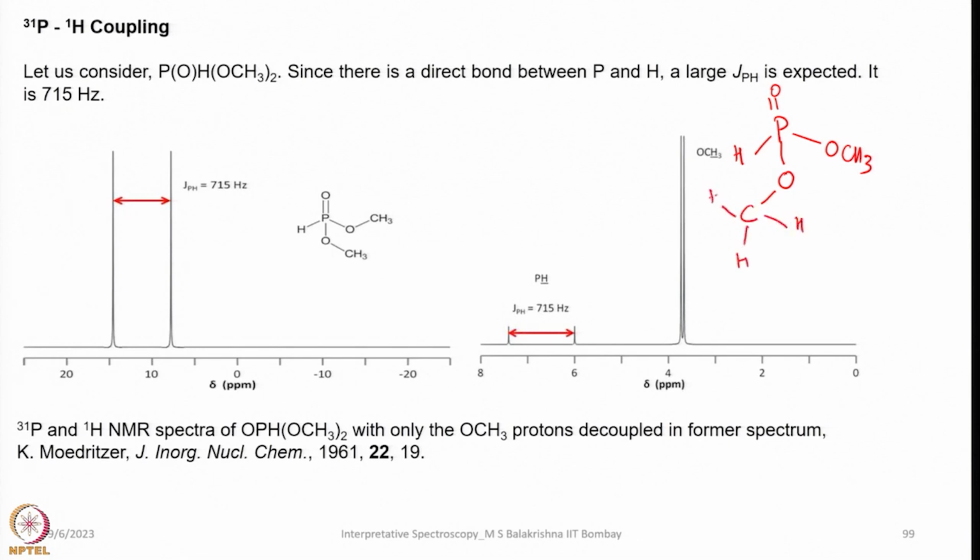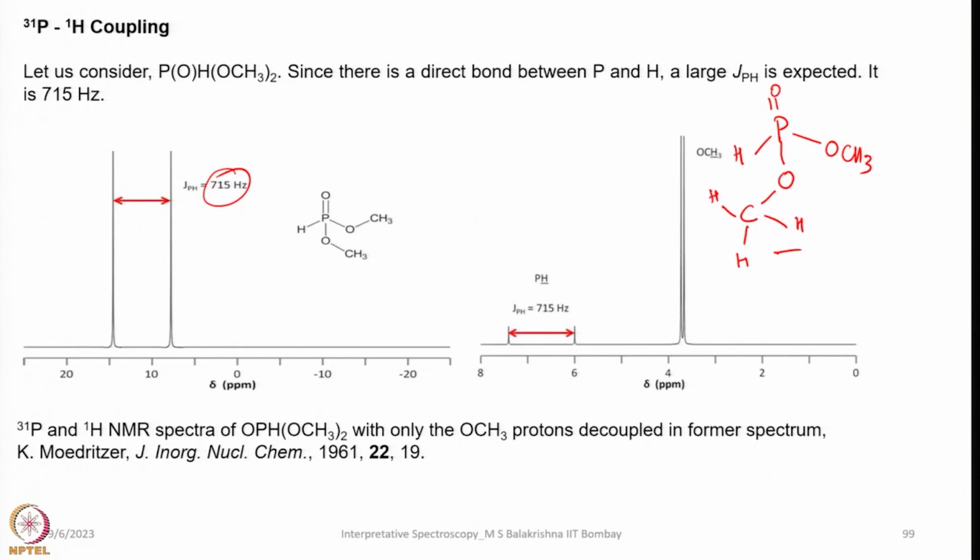Just for convenience of interpretation, I have expanded on only one of them. Now, if we look into the 31P NMR spectrum, it shows a doublet with PH coupling of 715 Hertz. This is 1J coupling. Usually 1J phosphorus-hydrogen couplings are very large. They can go as high as 1200, and 500 to 600 is very common. In this case, we are seeing a coupling of 715 Hertz.